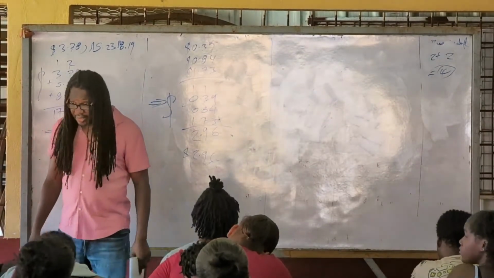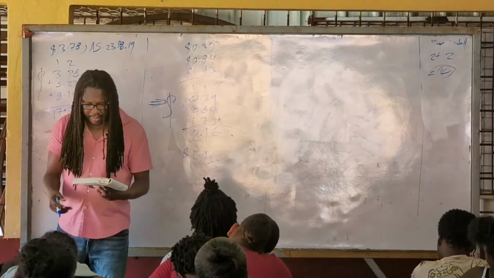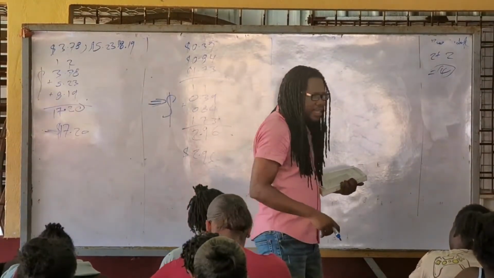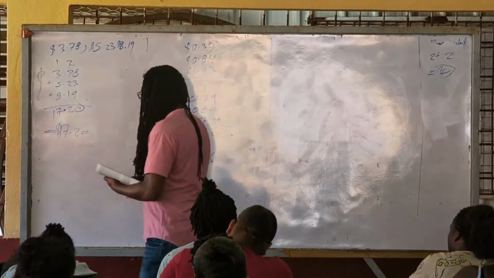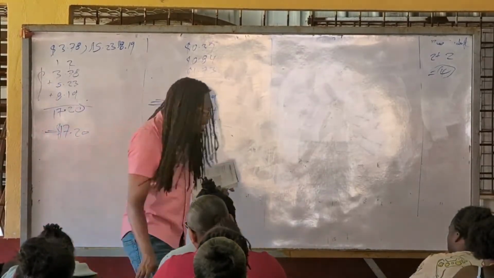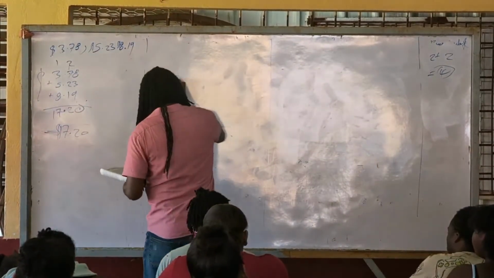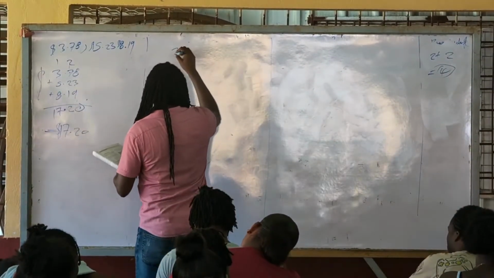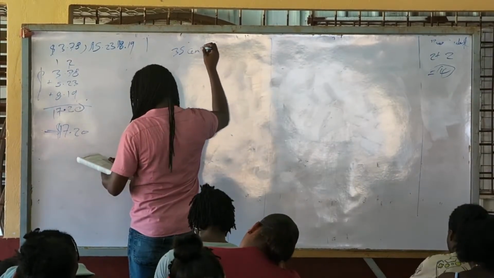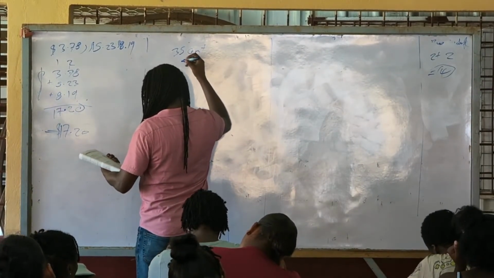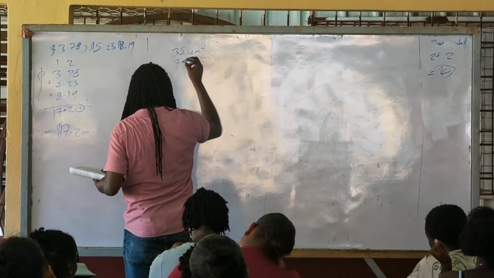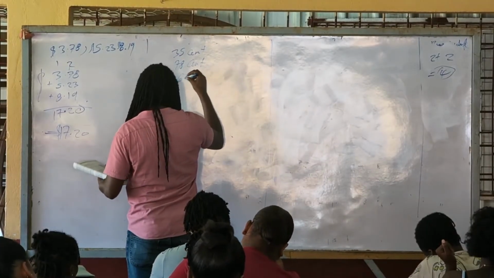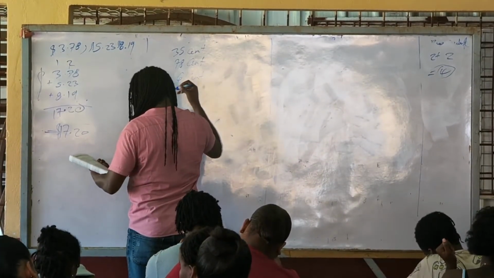Everybody understand that? You sure you understand? All right. Express the following in dollars: $0.35, 78 cents, 6 cents, and 3 cents.